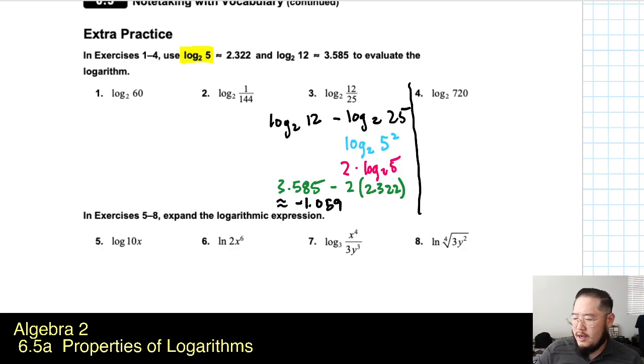We got log base 2 of 720. So maybe, what can we do right here? How can I split things up? Think of different factors that get us 720. Maybe some of those factors have 12 in it and a 5. It's probably going to have to. Okay? Give you a moment to think about that.